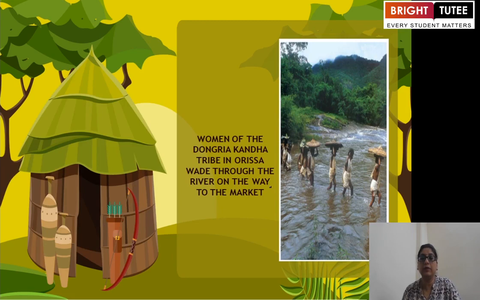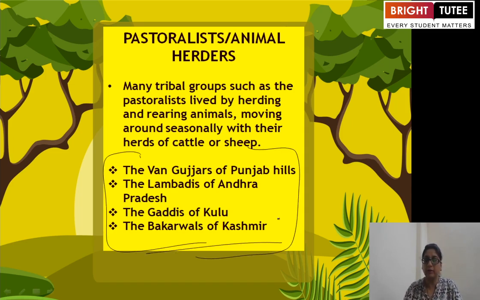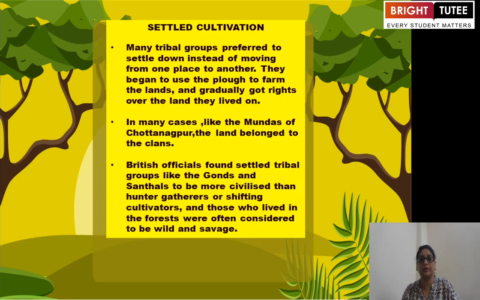Now here you can see a few pictures. Women of the Dongria Kondh tribe in Odisha wade through the river on the way to the market. And pastoralists, or animal herders. Many tribal groups, such as the pastoralists, live by herding and rearing animals. That means this was their livelihood. They used to herd or rear the animals, moving around seasonally with their herds of cattle or sheep. The Van Gujjars of Punjab hills, the Labadis of Andhra Pradesh, the Gaddis of Kullu, and the Bakarwals of Kashmir are a few popular pastoralists or animal herders.